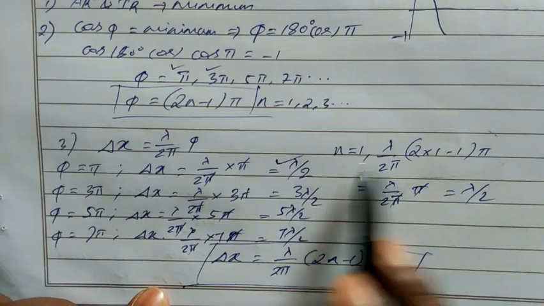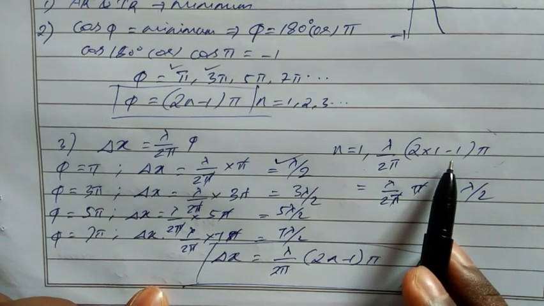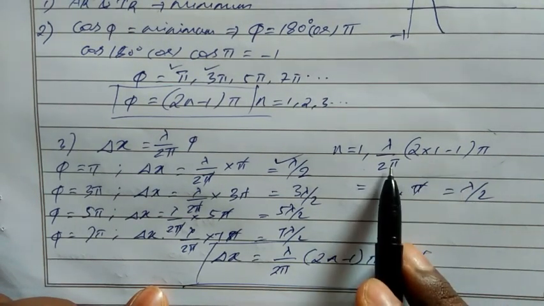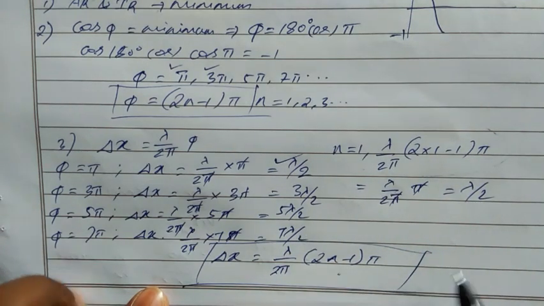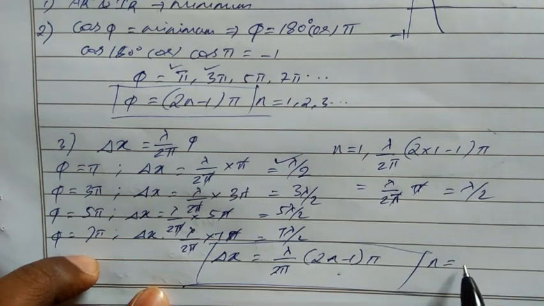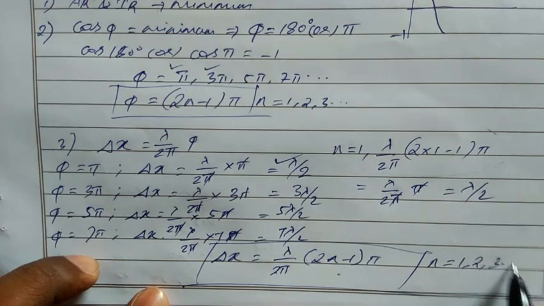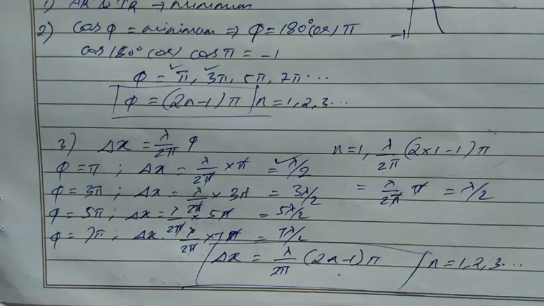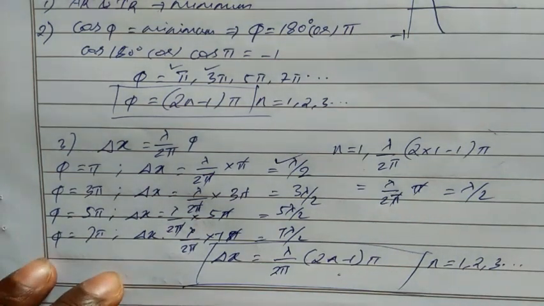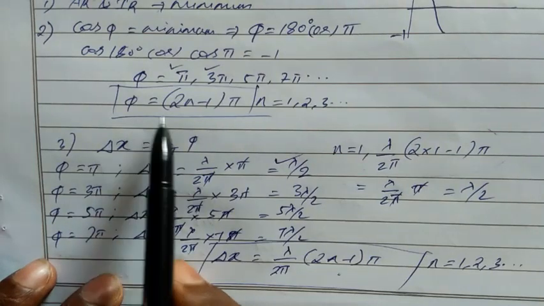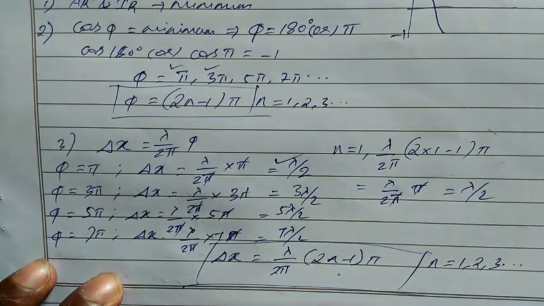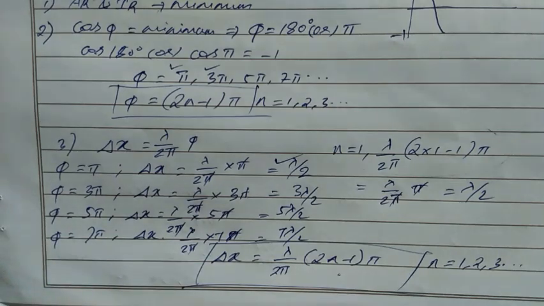If we take n equal to 2, then we have 2 into 2, 4, 4 minus 1, 3. So 3 pi divided by 2 pi, pi get cancelled, then 3 lambda by 2. So this relation is correct. And n value starts from 1, 2, 3, like that. Clear? So you have to remember these two equations, very much important. For destructive interference, phase difference 2n minus 1 pi, n starts from 1, 2, 3. Path difference lambda by 2 pi into 2n minus 1 into pi, n starts from 1, 2, 3.